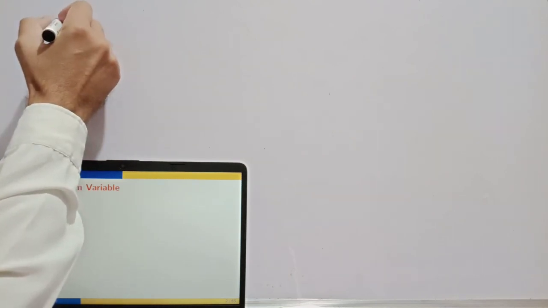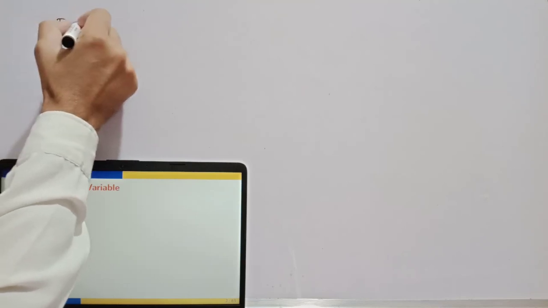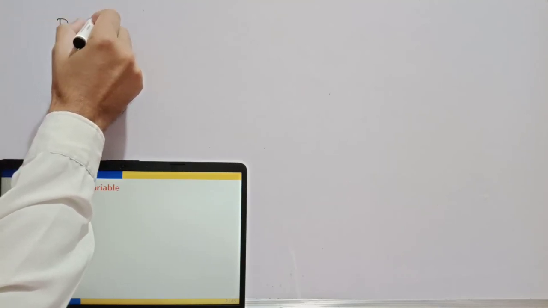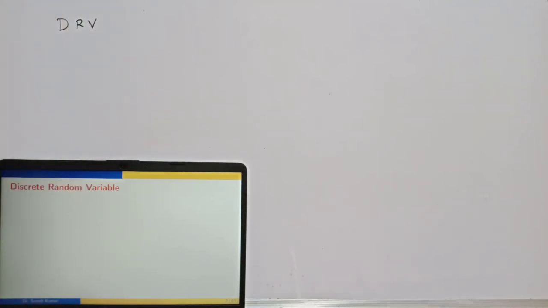In this chapter, we will learn about discrete probability distributions. First, let us see some definitions which will be used in all the discrete probability distributions. These definitions are very important. Discrete random variable, the first one. What is a discrete random variable?